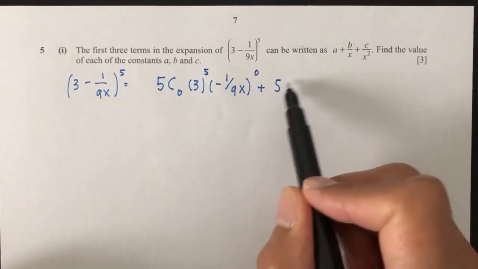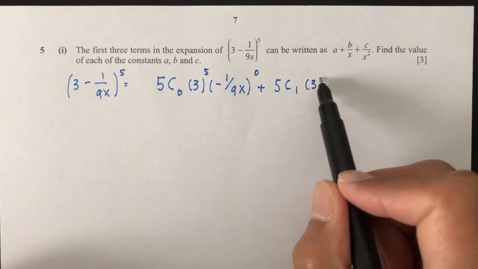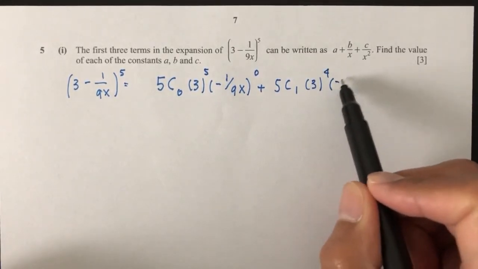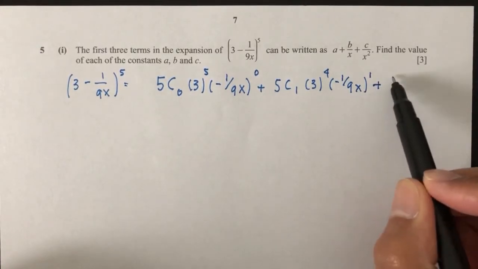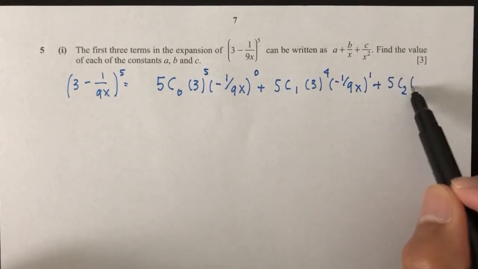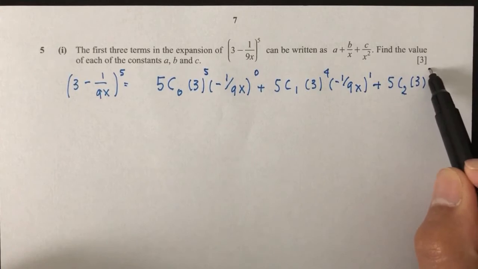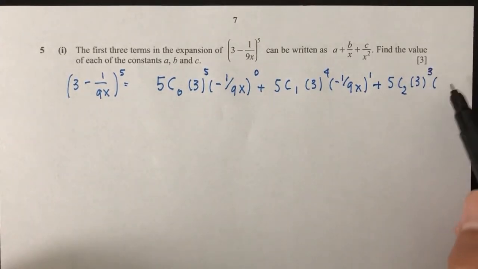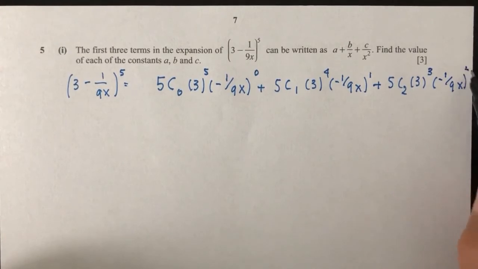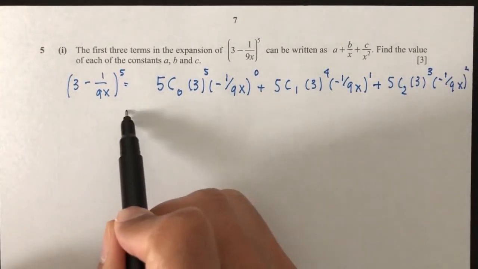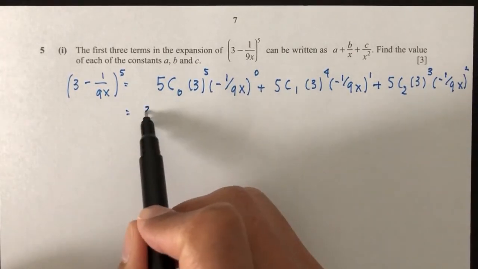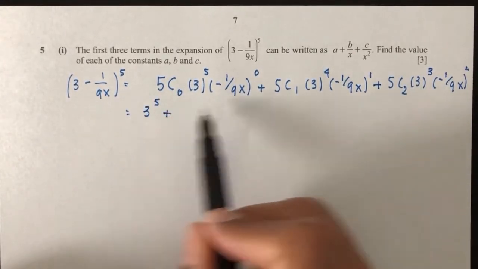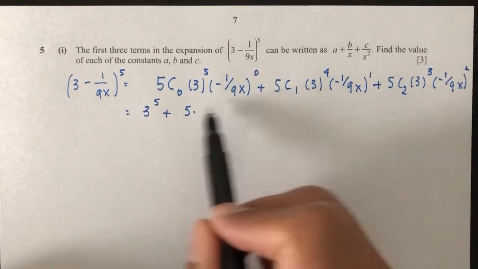Second term, 5 choose 1, then 3 to the power 4, times minus 1 over 9x to the power 1. And the last term, 5 choose 2, that will be 3 cubed, and the last one is minus 1 over 9x squared. Let's simplify. This is 1, this is 1, so this is 3 power 5. Plus 5 choose 1 is 5.